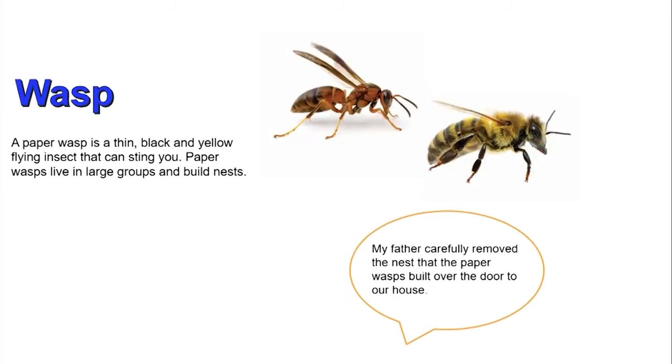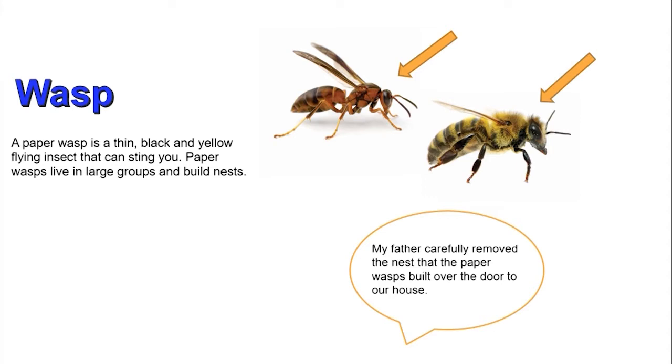Our next word is wasp. In today's Read Aloud, you will hear about a relative of the honeybee called a paper wasp. Say the word wasp with me 3 times. Wasp, wasp, wasp. A paper wasp is a thin black and yellow flying insect that can sting you. Paper wasps live in large groups and they build nests. Listen to this sentence. My father carefully removed the nest that the paper wasp built over the door to our house. Look at this paper wasp. Now look at this honeybee.